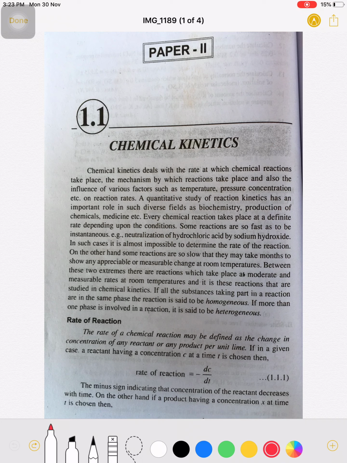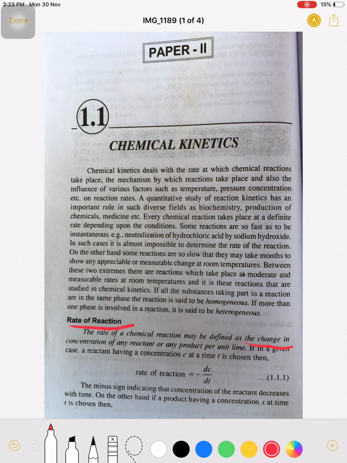So the next point is rate of reaction. What is the rate of reaction? Now see here, the rate of a chemical reaction may be defined as the change in concentration of any reactant or any product per unit time. When a reaction takes place, there is a change in the concentration of reactant or a change in the concentration of product per unit time.